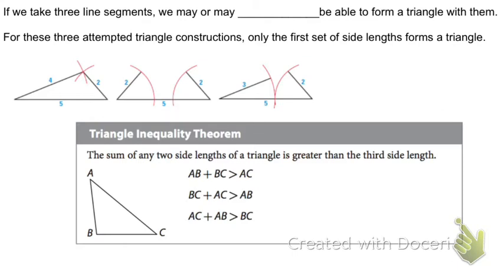So, we're saying here, if we take 3 random line segments, we may or may not be able to form a triangle with them. Sometimes you can take 3 line segments and make a triangle. Sometimes you can't. Sometimes it works, sometimes it doesn't. We can see here some examples where it does and doesn't work.